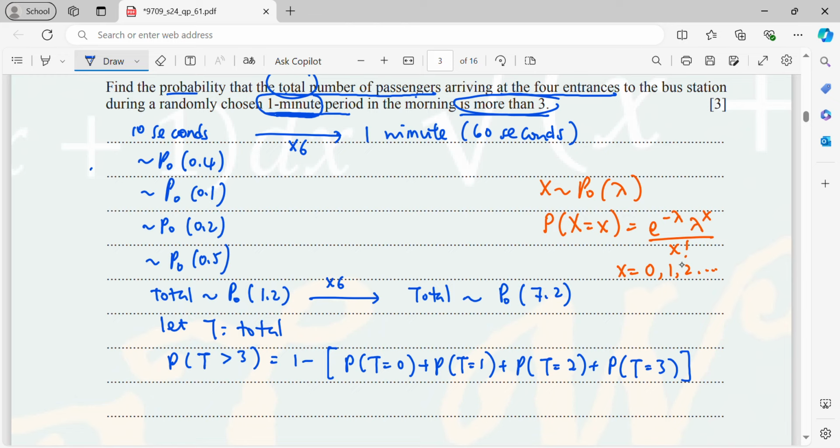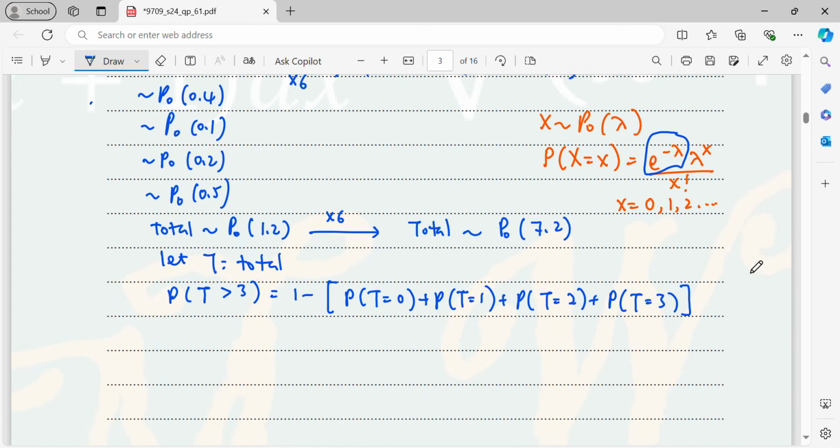When you look at the formula, the e to the minus lambda is a constant because the variable is the x. Therefore, in my calculation, I will factorize the e to the minus lambda. In this case, my lambda is 7.2. So it will be 1 minus e to the negative 7.2. When T equals 0, lambda power 0 over 0 factorial is 1 for the whole value. Then when T equals 1, I get 7.2 over 1 factorial, no need to write because this is 1. Then 7.2 squared over 2 factorial. After that, 7.2 cubed over 3 factorial.